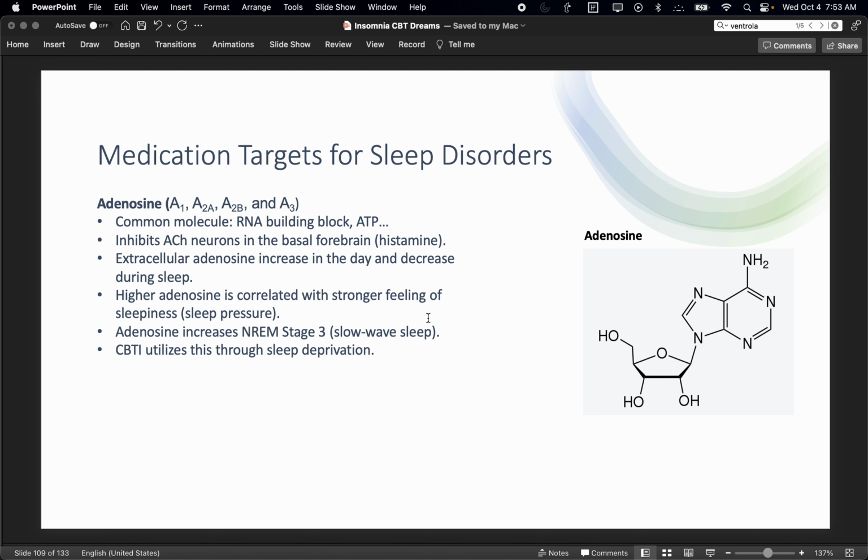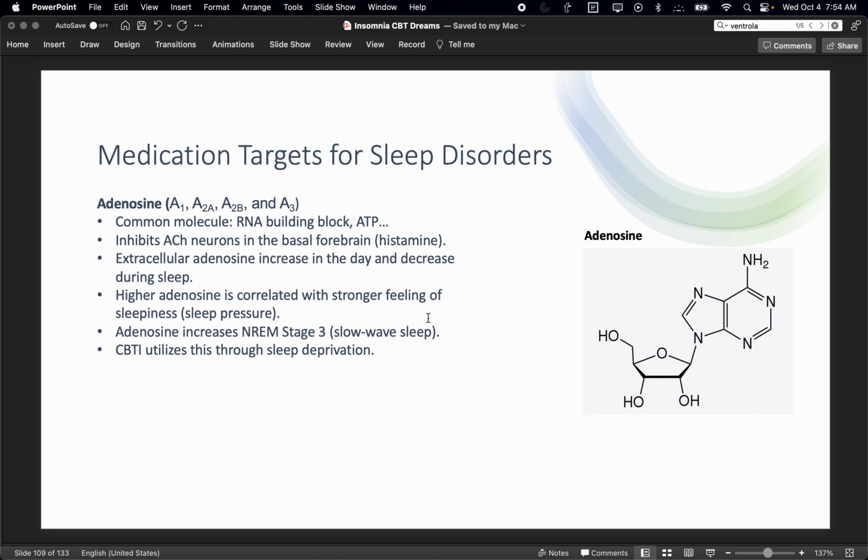Extracellular adenosine inhibits the acetylcholine neurons of the basal forebrain and histamine. So some of the wakefulness-promoting aspects, it'll inhibit those. Throughout the day, as we move forward, adenosine extracellularly in the brain increases. When you're asleep, it decreases. This has been done in animal studies. The thought process is that glial cells are probably managing the clearing out process and that ability to have sleep pressure build up through adenosine.